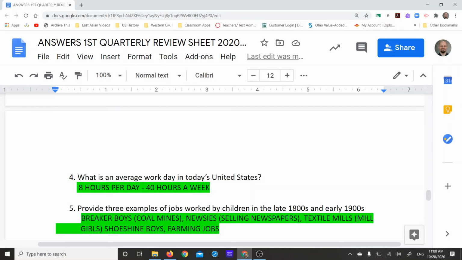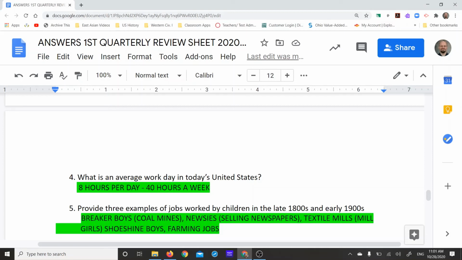Newsies, kids who would stand in the corner of streets and sell newspapers. Also dangerous because they could become a target for criminals who, maybe seeing them sell stuff throughout the day, want to take their earnings. Textile mills, mill girls, very dangerous, lots of moving machines. Kids very young required to work with these moving machines and also breathing in cotton and different material and dust all day, not good for the lungs.